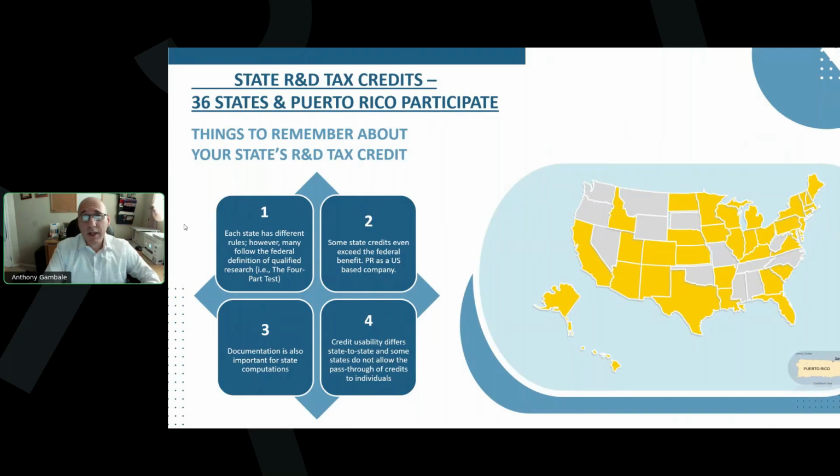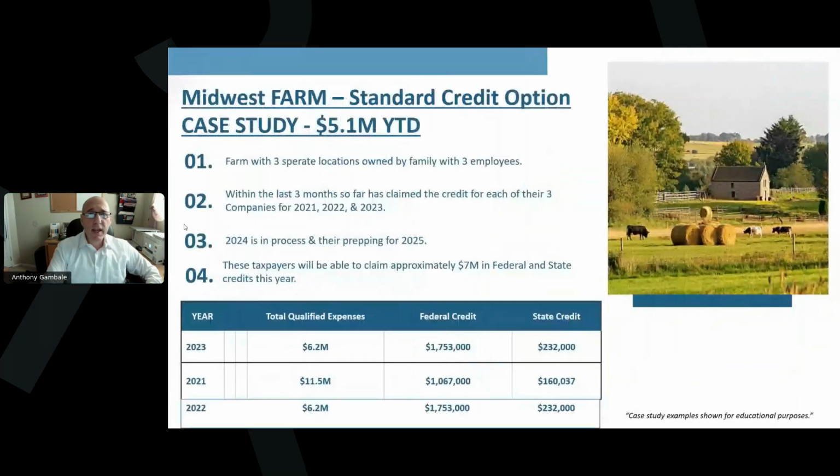Some states don't allow you to amend the return. Some have time frames by certain dates of the year. Some have an X amount of dollars that they set aside, and it's first come first serve, right? So definitely don't procrastinate. If your state is on here, we definitely want to have a conversation as soon as possible. So let's look at some case studies.